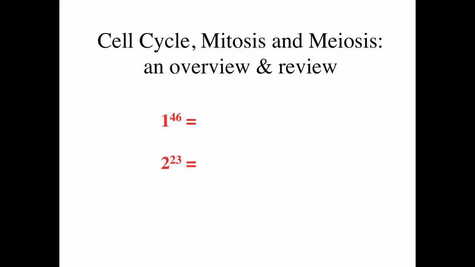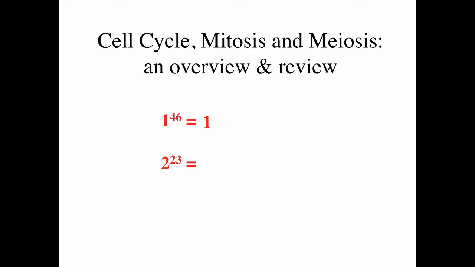Whenever I talk about the cell cycle, I like to start it with this very simple slide and just ask the question, what is 1 to the 46th power and what is 2 to the 23rd power? I ask this question because it's a good, simple way to understand the difference between mitosis and meiosis. Clearly 1 to the 46th power is 1, and when you think about mitosis, the object of mitosis is to produce genetically identical daughter cells from one parent cell.